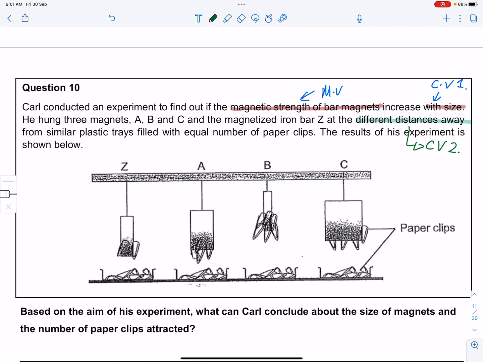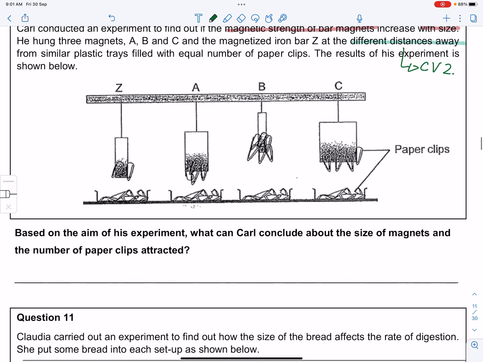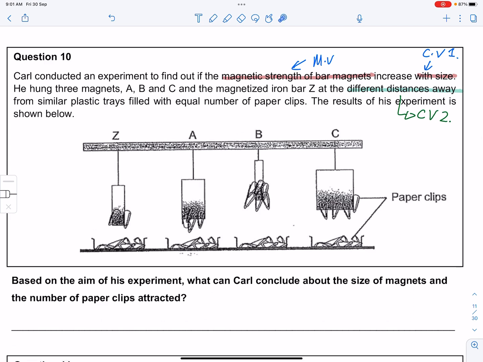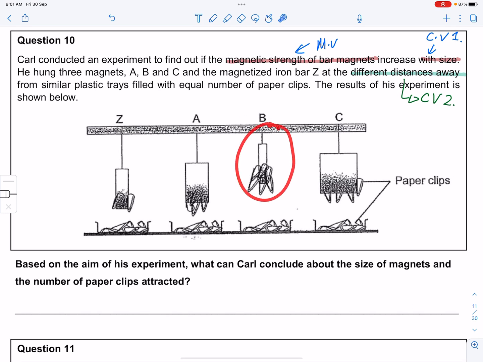Alright, so now how can we make sense of this? Based on his experiment, what can Carl conclude about the size of magnets and the number of paper clips? If you take a look at this, what do you realize? So we need to see a few things. Now, the smallest magnet is actually B. Correct?